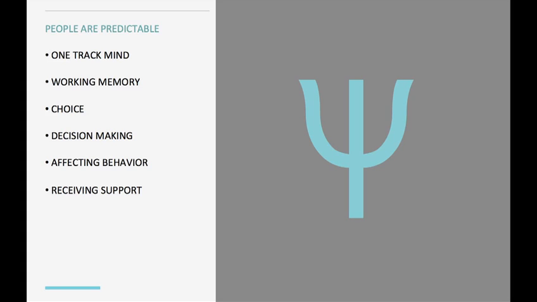Okay, working memory, I want to talk about choice. I want to talk about how our limitations in memory have an effect on our choice and our decision making. And I want to talk about how we can affect people's behavior with subtle clues. And I want to talk about receiving support.